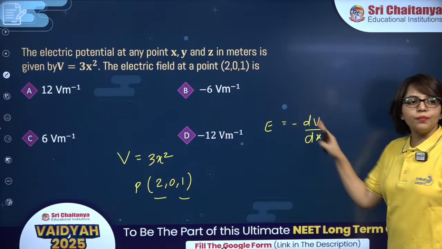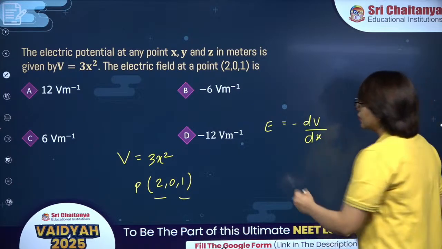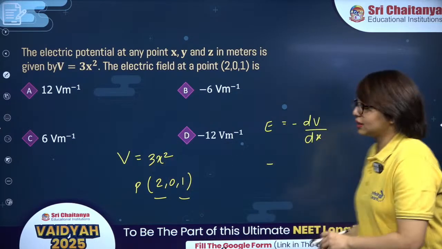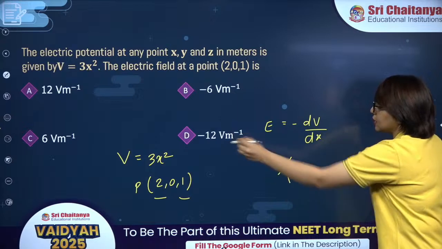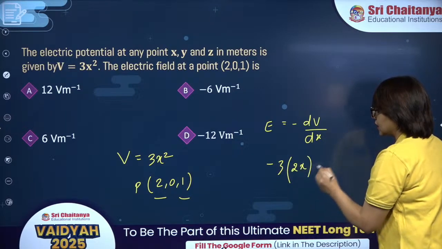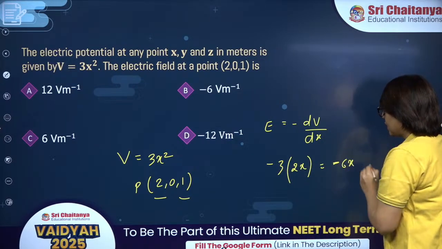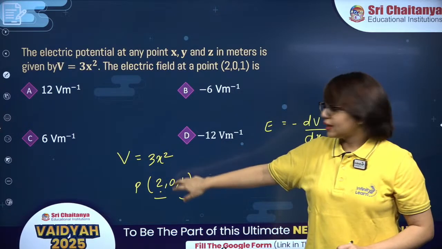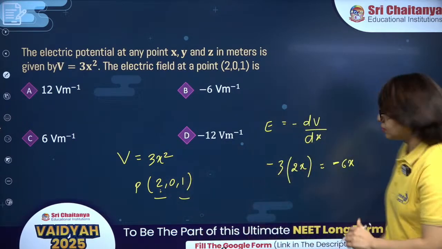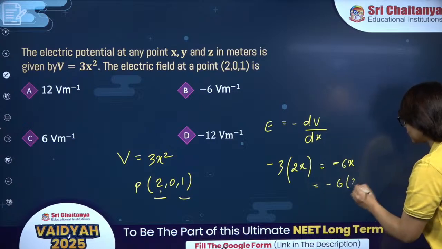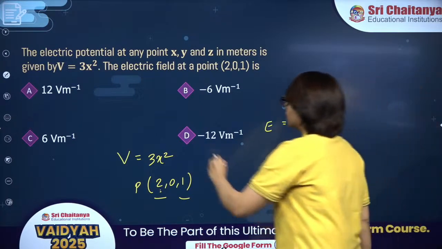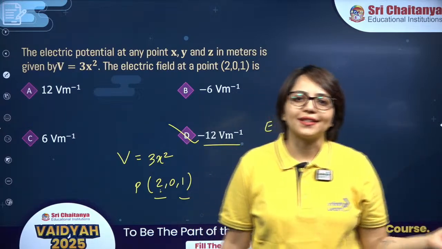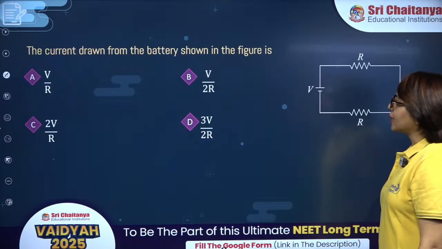Yes, E is equal to minus dV upon dx over here. So it will be minus of the differentiation of 3x square. So it is 3 times the differentiation of x square, which is 2x, giving minus 6x. Now you just have to put the value of x from the given point coordinates. The value of x is 2, so it will be minus 6 into 2, which is minus 12 volt per meter. So the correct answer is option D. Well done. Okay, let's move on to the next one.